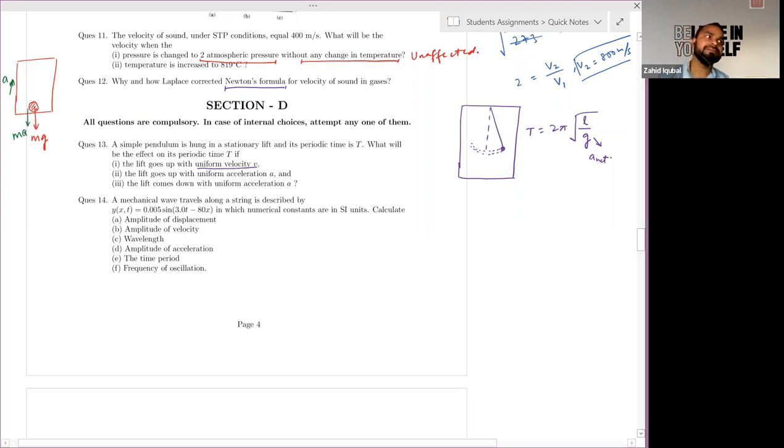Atif, is it clear? Umar, any doubt? Just 1 minute.